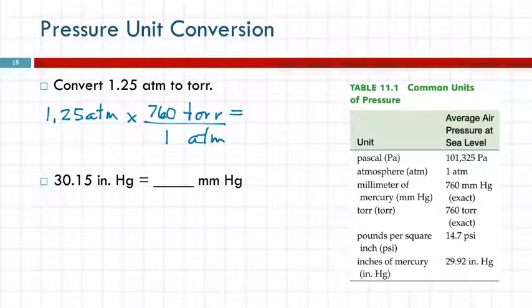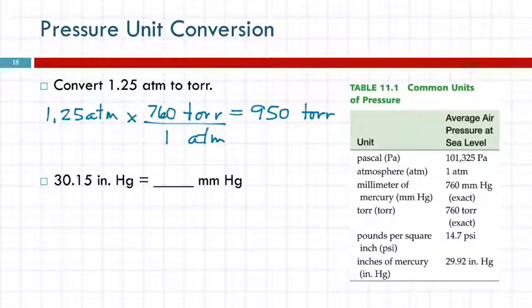So 1.25 times 760. Calculator says 950 torr. Practicing our significant figures. The starting number, 1.25 atmospheres, is a measurement that's 3 sig figs. The conversion factor is exact, so we should end up with 3 sig figs.